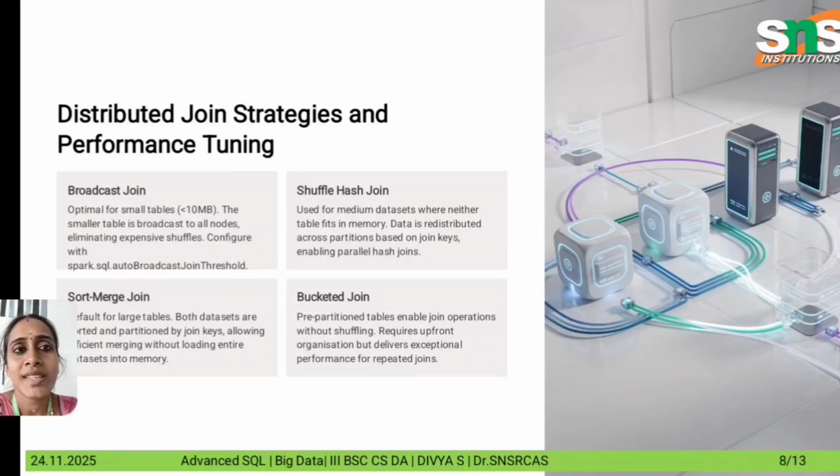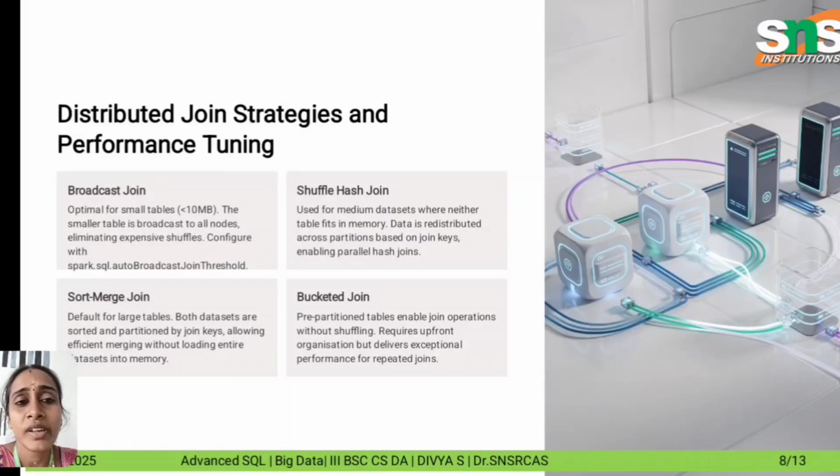So, distributed join strategy and performance tuning: the broadcast join, shuffle hash join, sort merge join, and bucketed join. Broadcast join is optimal for small tables, maybe less than 10 MB. The smaller table is broadcast to all the nodes, which eliminates expensive shuffles, and it is configured with the Spark SQL autoBroadcastJoinThreshold.